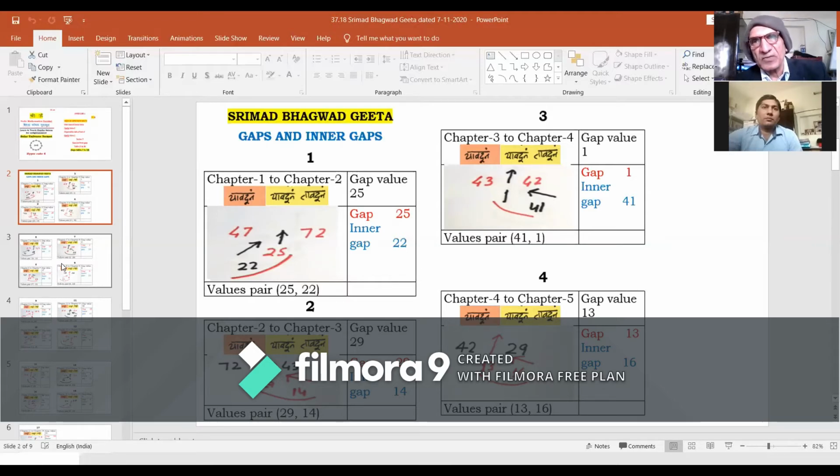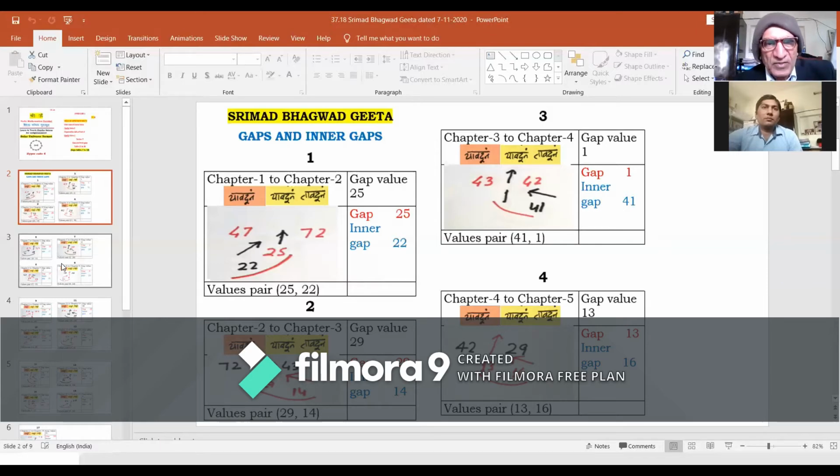Chapter 1 and chapter 2 will give us what is tabulated in the upper part of table 1. And when we want to reach the gap value and inner gap value in reference to chapter 3, then we will have the values pair 72 and 43. 72 is the value of 72 shlokas of chapter 2 of Srimad Bhagavad Gita, and value 43 is the value of 43 shlokas of chapter 3 of Srimad Bhagavad Gita.